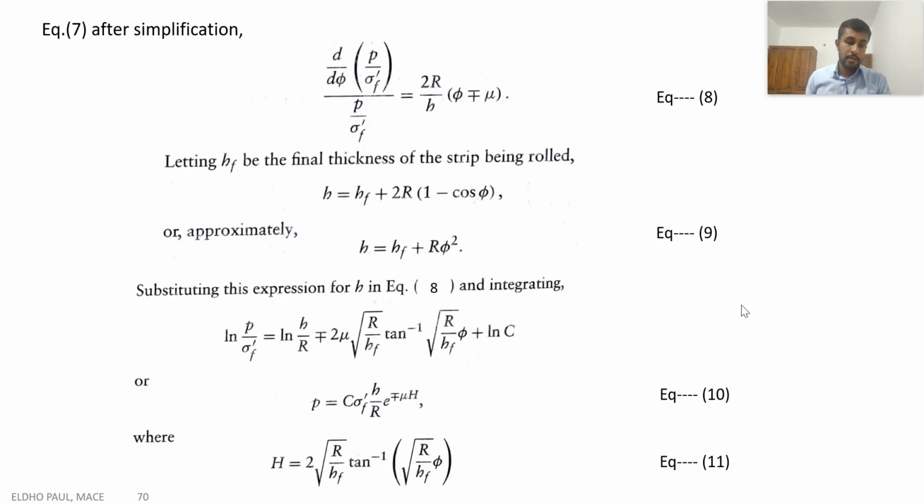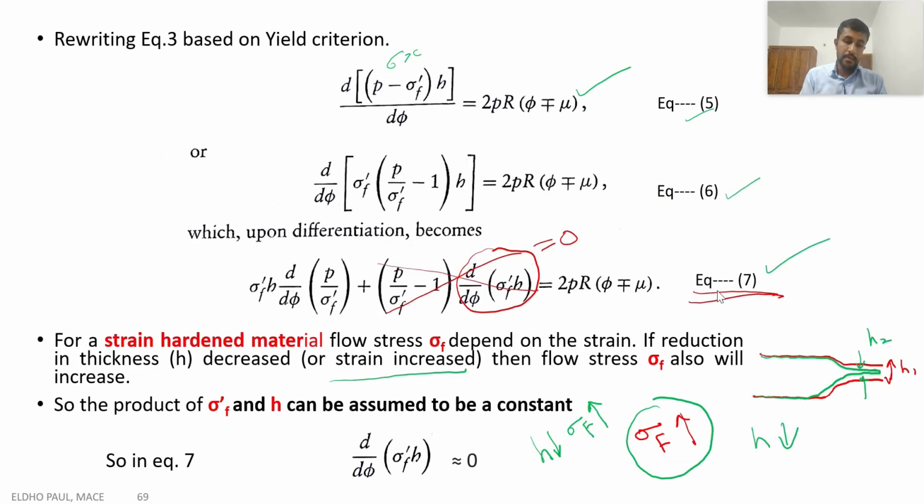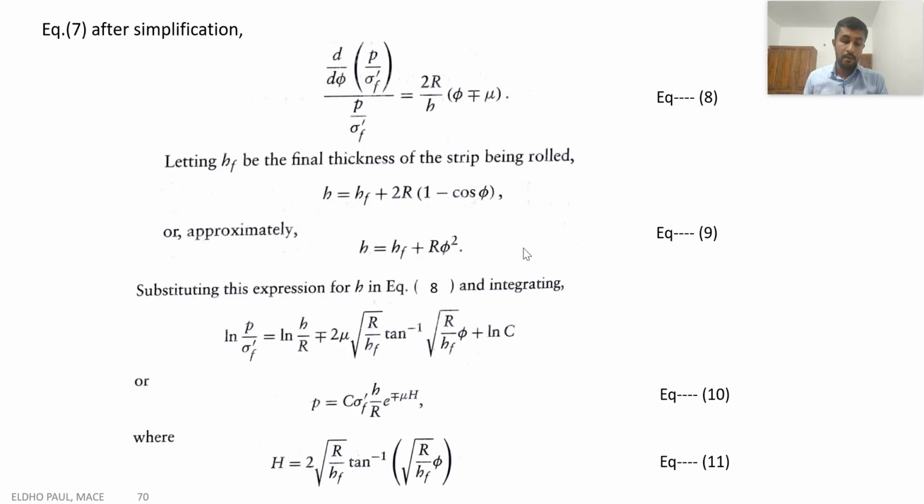After removing this term, we got this equation. Let hf be the final thickness, that means after reduction, hf is the final thickness, and h0 is the initial thickness. Then this is the relation between h and hf.